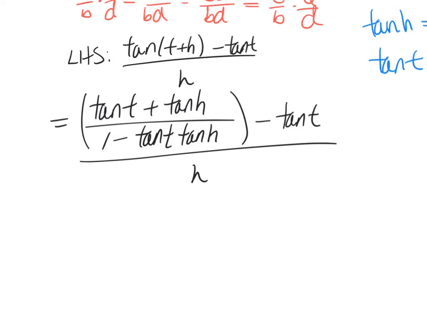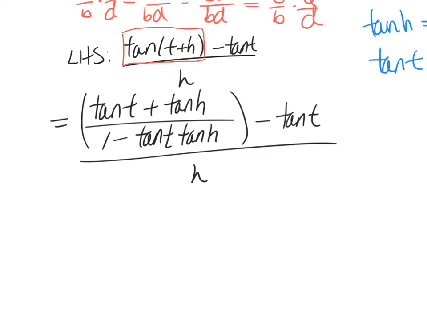Question? Yeah, how'd you get the 1 minus tangent t on the bottom? So we have an identity for this. We have a replacement identity for this. So look on your formula sheet and look for the sum of tangents. So we have an identity for it. Did you all see the identity for this?